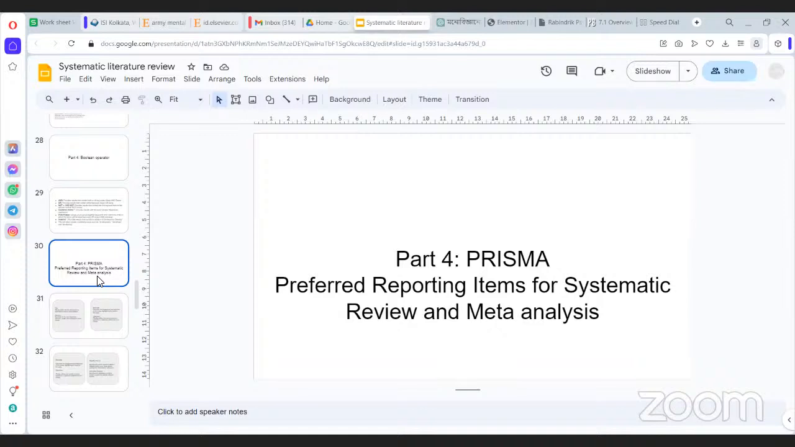Okay, Shumana has. Shumana, please. PRISMA. Yes, sir. PRISMA, this is the Preferred Reporting Items for Systematic Reviews and Meta-Analyses.